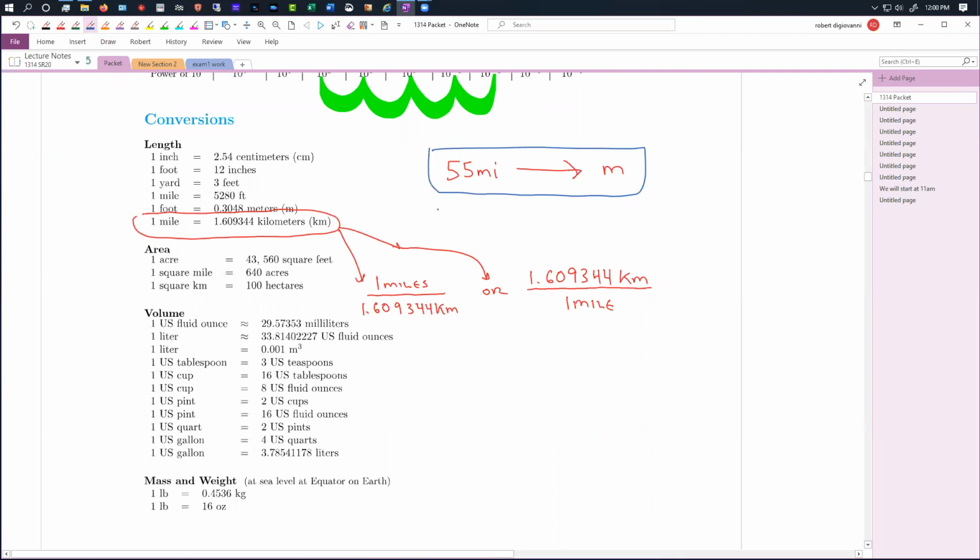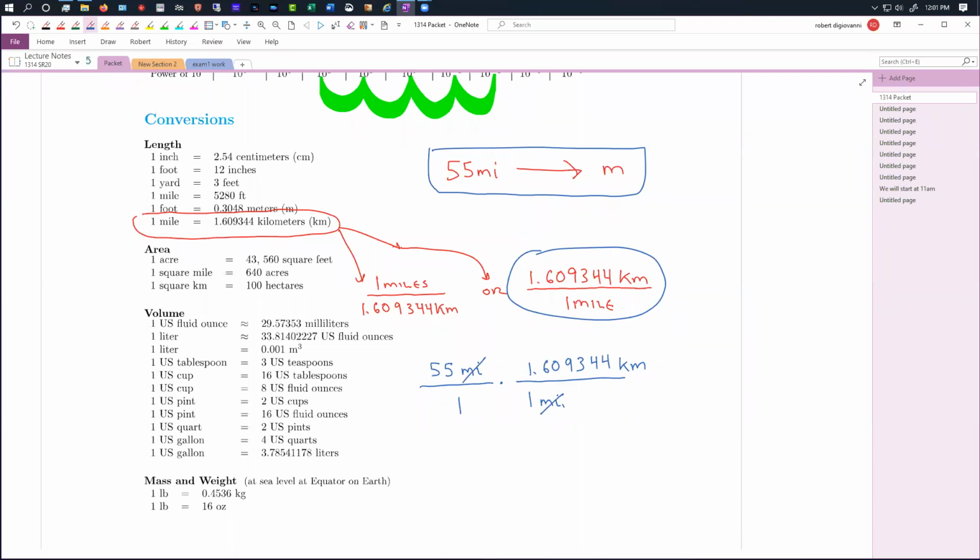If you just take that and down here you write 55 miles over 1 times, and then if you realize you're going to use this one because miles is on the bottom, and then 1.609344 kilometers on top. That's fine with me if you just write that down and then do your canceling and then use your calculator to go straight across.